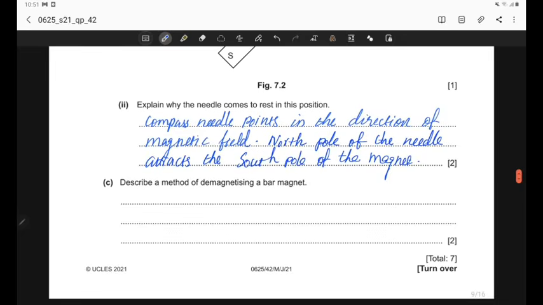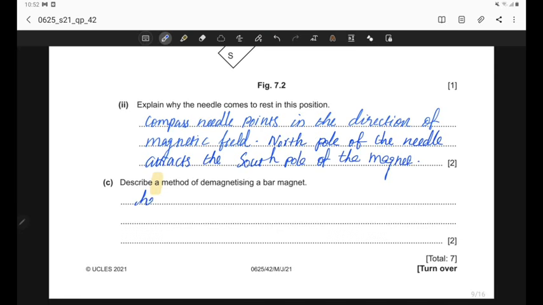Part C, describe a method of demagnetizing a bar magnet. There are two methods. One is by heating or hammering that bar magnet, which should lie magnetically in the east-west direction, or by placing it in a coil or solenoid with AC, then reducing this AC current to 0. But here we just need to write only a single method.